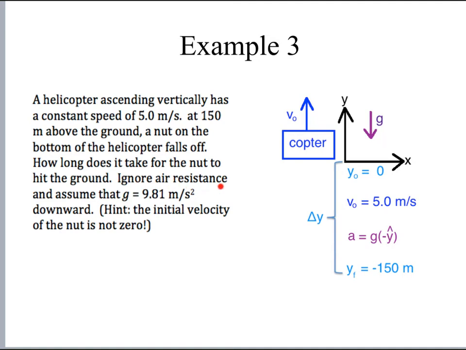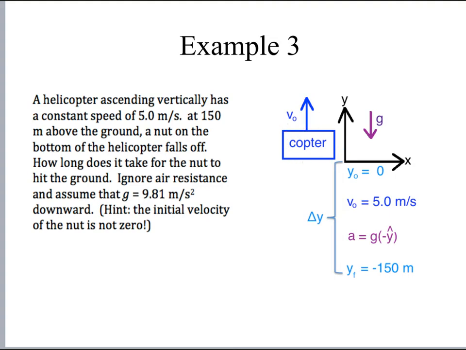We want to ignore air resistance, assume that little g is 9.81 meters per second squared downward, and there's a hint here. The initial velocity of the nut is not 0. Even though the nut is effectively being dropped, it's being dropped from something that is itself traveling upwards at 5 meters per second. So the initial velocity of the nut is going to be 5 meters per second upward. And so we can draw our picture.